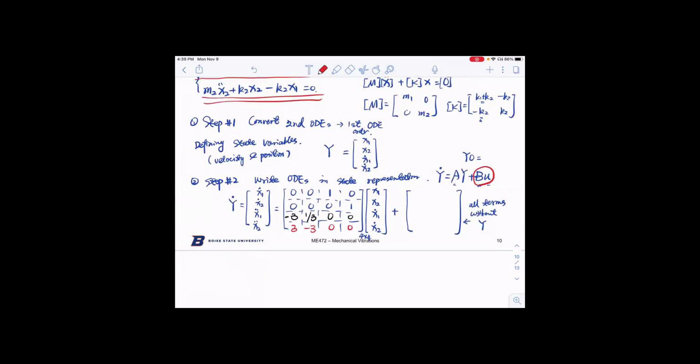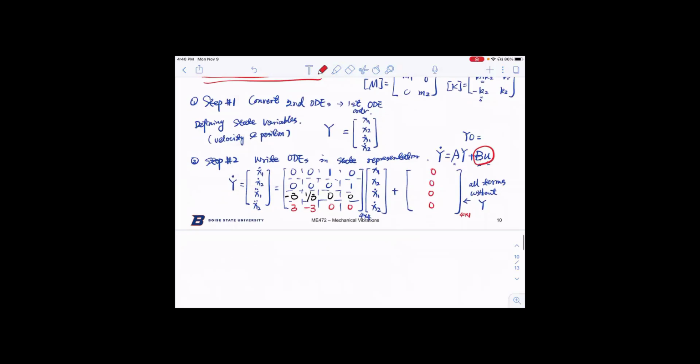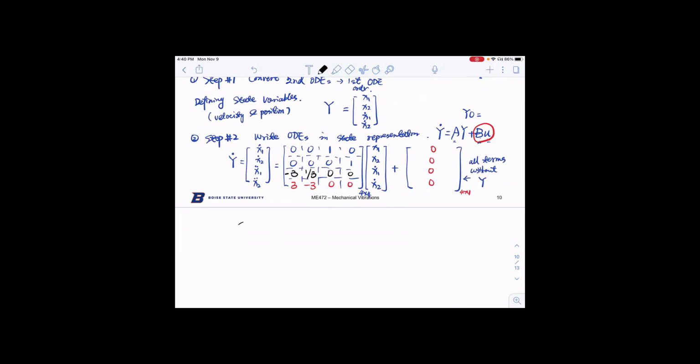And then here, because B times U is a 4x1 column vector, as I said, you need to find all the terms without x1 and x2. In this case, we cannot find any of these terms. So that's why all the constant terms would be 0. So this one is actually easy. We just need to solve y dot equals AY.